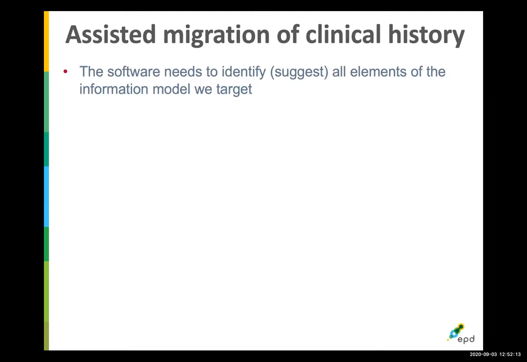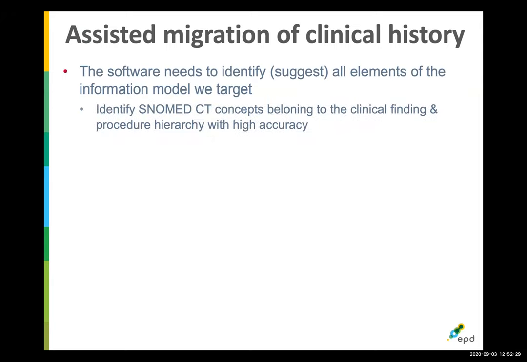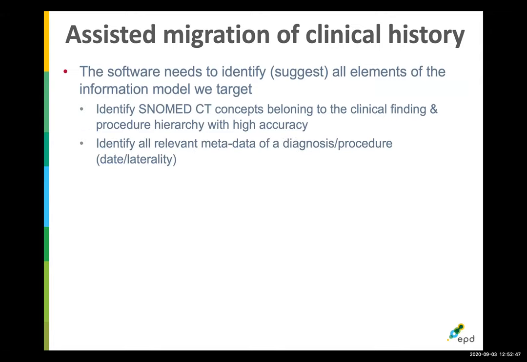And we were looking for a software that would allow us to go fast and to do that in a very efficient way. So we looked for a software to identify not only SNOMED CT codes, but also software that would suggest or identify all elements of the information model we target. So that is the SNOMED CT concept that is in the clinical finding and the procedure hierarchy. Also all relevant metadata, that is the date and the laterality.